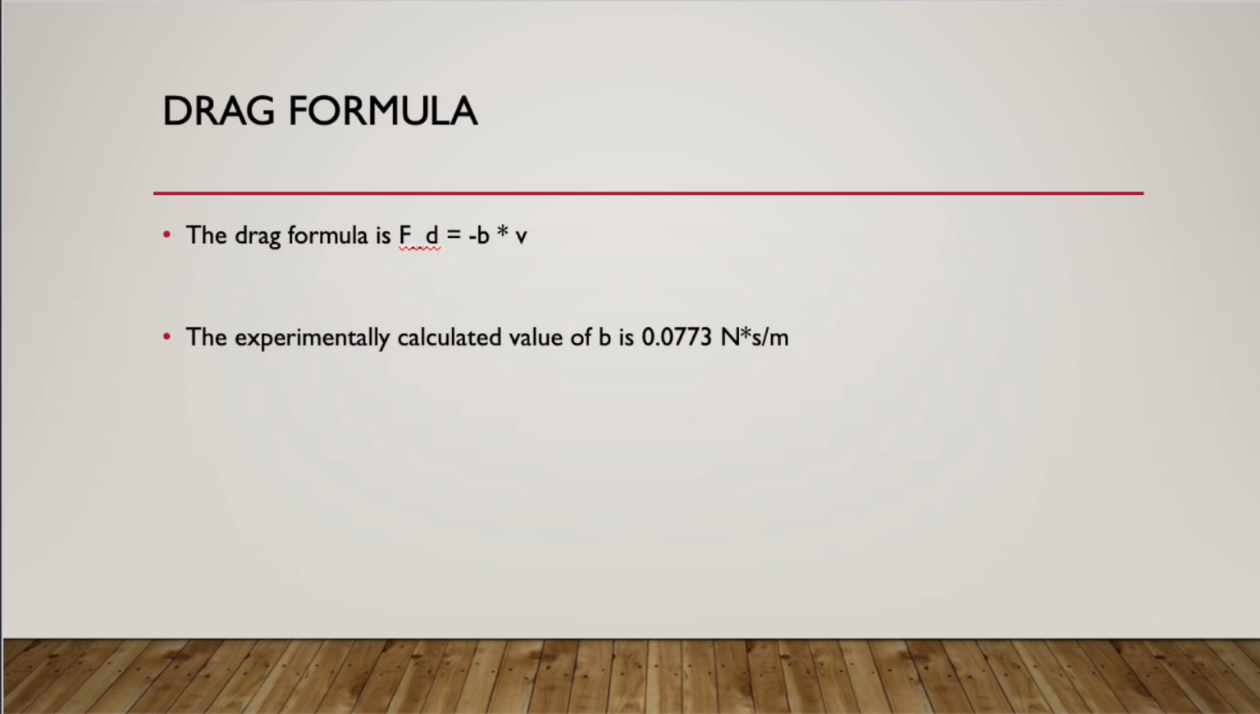The best approximation for B was 0.0773 Newton seconds per meter. The final position in the model with drag is only 0.03 meters different from the actual result. Hence, this approximation for the drag coefficient is fairly good.